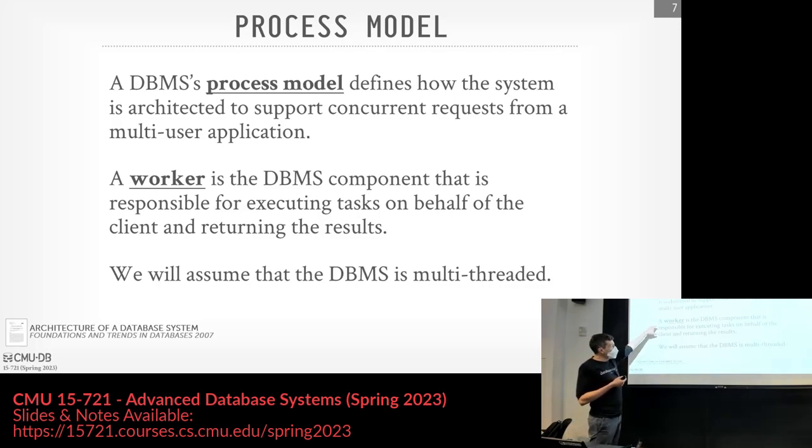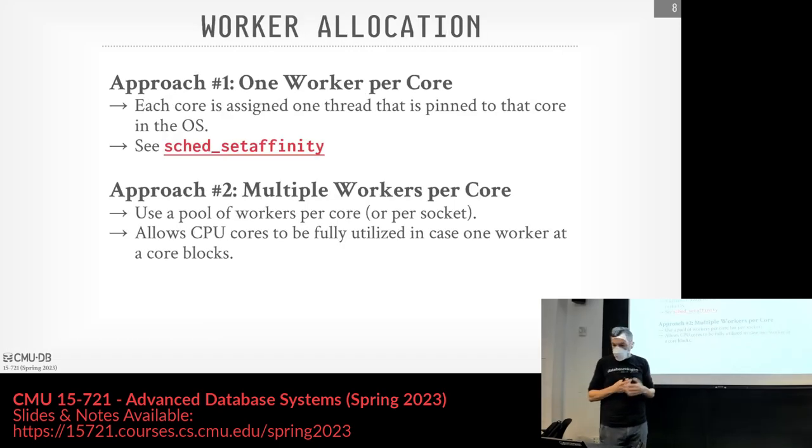Anyway, the worker is going to be the thing that actually can execute stuff for us. So what today is about is figuring out, we have a bunch of these workers, what should they be doing? And how should they find out what they should be doing? If we want to allocate these workers, you have to say how many workers we actually want to have. The two basic approaches are to have one worker per core or multiple workers per core.